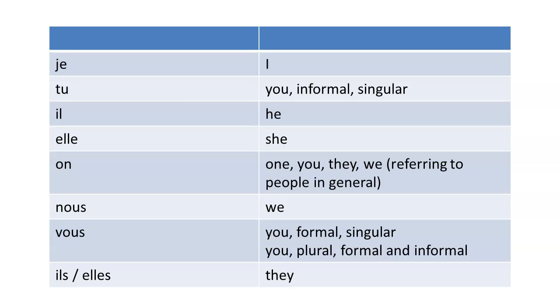Remember, this is what you must absolutely memorize. You have to memorize the subject pronouns. There's no way around it. So je means I, know that. Tu, know that that means you, that's the informal singular you. Il means he, elle means she, and so forth and so on. So memorize your subject pronouns. And let's go ahead and see if you learned how to conjugate the verb.